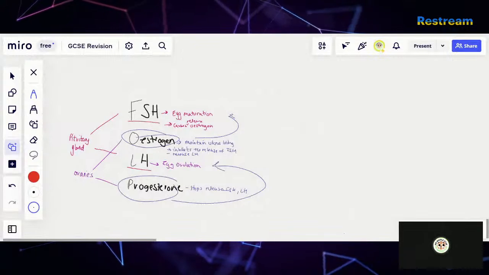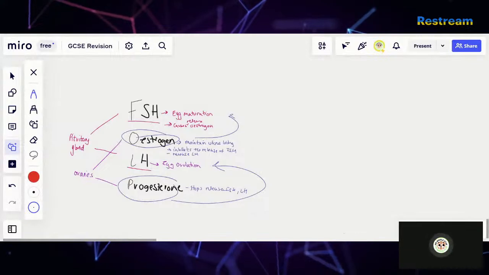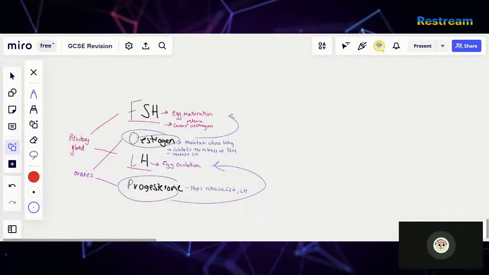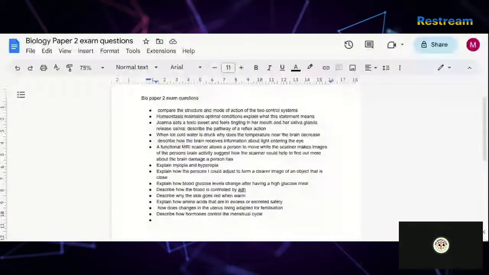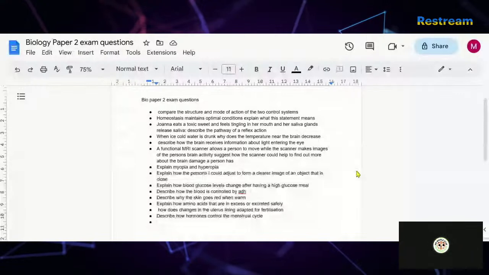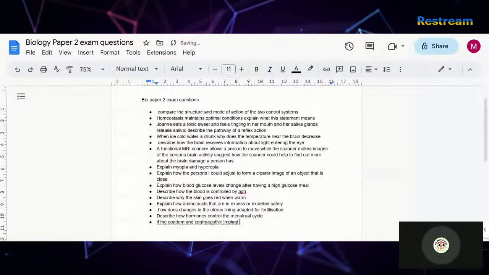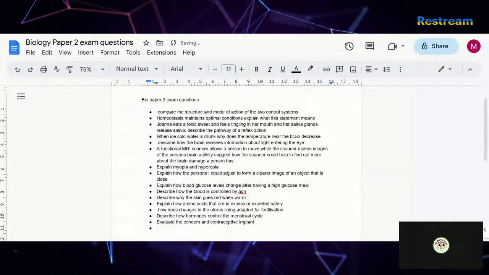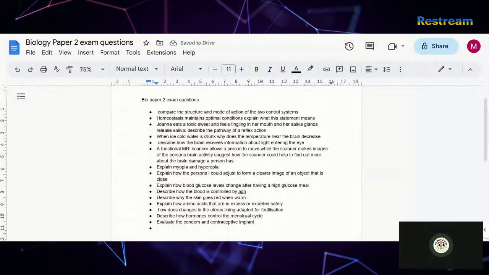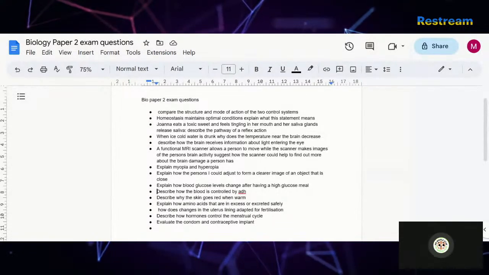Now I'm going to talk a bit about contraception. So there has been one question over the past exam papers that have actually been about contraception, and I'm going to give it to you now. So evaluate the condom and contraceptive implant. So here what we're doing is going to evaluate the different forms of contraception. So we have the barrier method of the condom, and then we have the implant method of the contraceptive, which is a hormonal method. So look at that now.